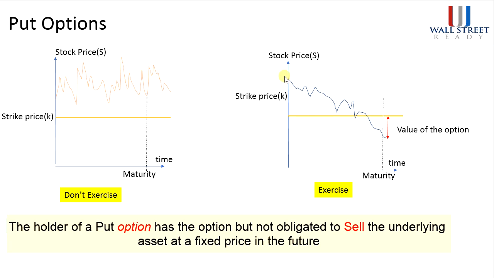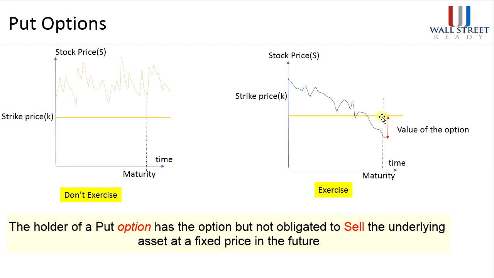But in this case, you can see now the stock price is falling. Once it falls below the strike, if you exercise your right, let's assume that this is a European option. Remember, a European option is only exercised at maturity, compared to American options, which can be exercised anytime. So let's assume this is a European option we are talking about, because it's quite easy to understand the concept.